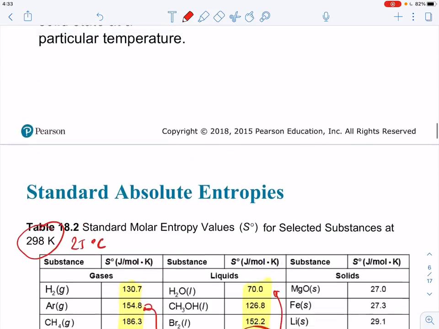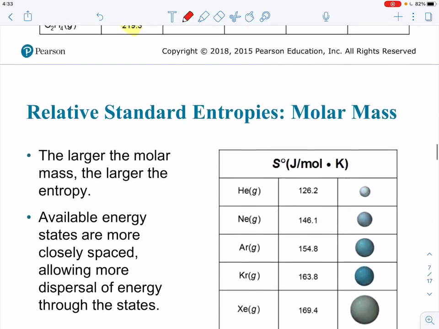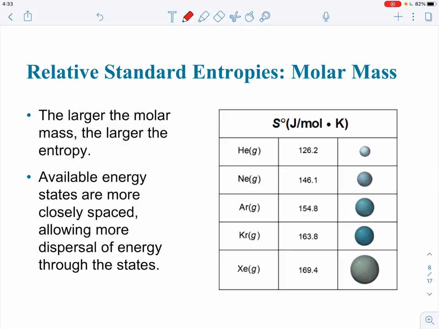So the first one again is the state of matter. The next factor that affects the entropy is the molar mass. Generally speaking, the larger the molar mass of a substance, the larger the entropy is for that substance. The reason for that, remember, is that entropy has to do with how many different ways you have to dissipate energy, how many different microstates you can have for a particular substance.